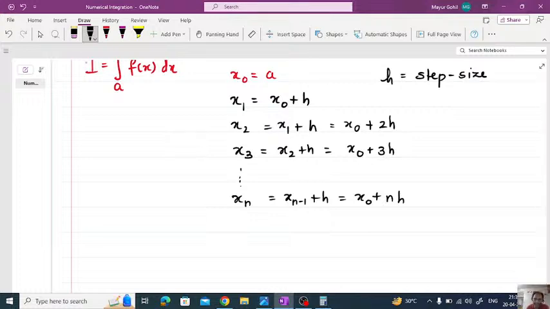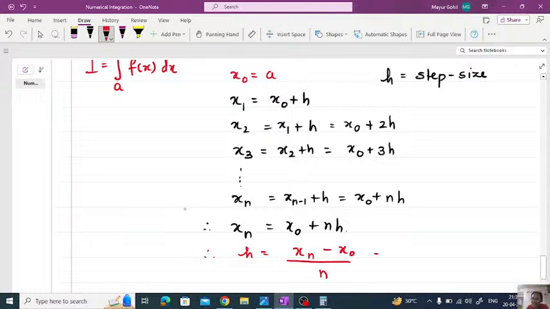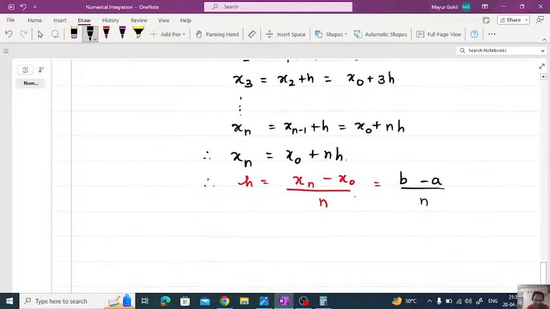Therefore, here you can write xn is equal to x naught plus nh. This is the formula for n and h. So what is basically here? h becomes xn minus x naught upon n. Now what is xn? In the explanation in the beginning I told you that it is b and x naught is a. So h is b minus a upon n. That is the formula for h.